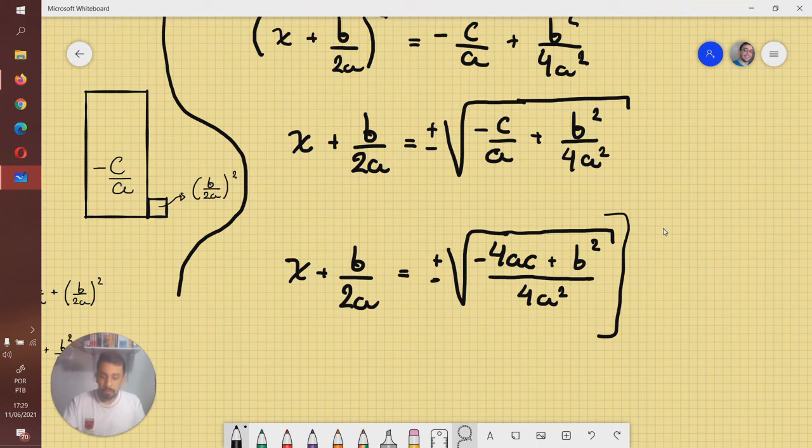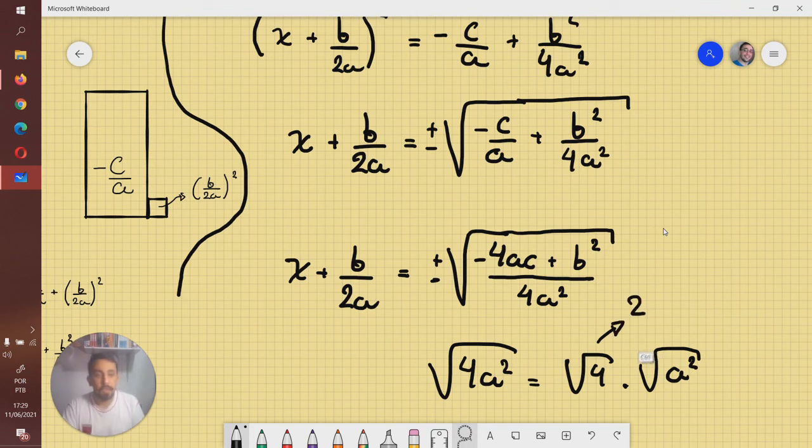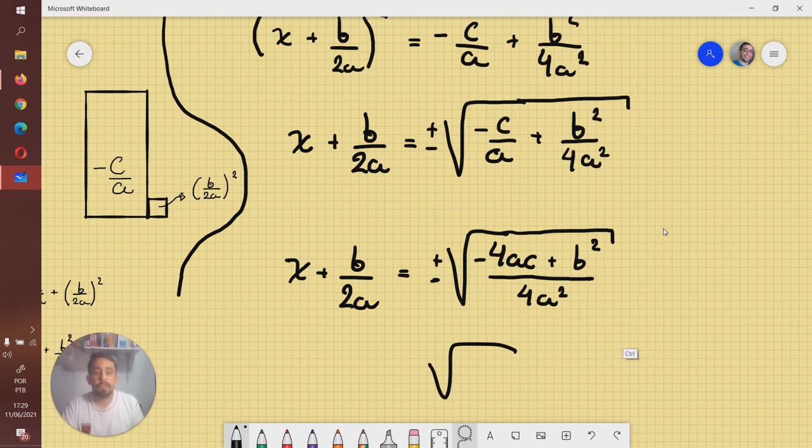This square root can be broken into a square root on the numerator and a square root on the denominator. The square root on the denominator can be turned into 2a. Because think with me, the square root of 4a squared is the same as the square root of 4 times the square root of a squared. This becomes 2 and this becomes a. Okay? We can also discuss that if needed later during our class.